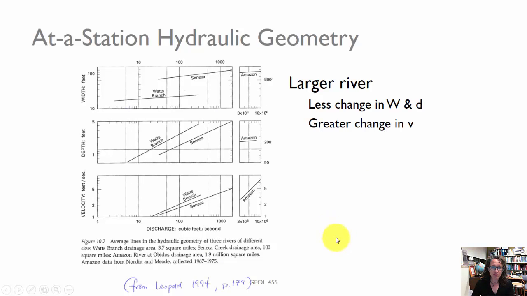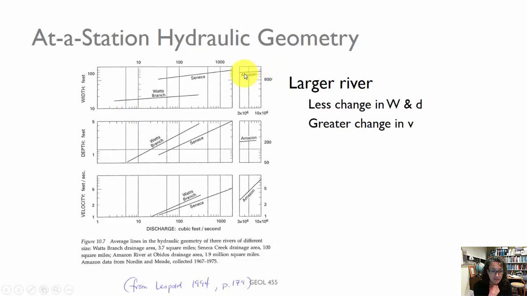All right, some more. In larger rivers, as we're still at a station, as we increase the discharge, we see less change in width and depth. And so this Watts Branch has a drainage area of only 3.7 square miles. Seneca Creek is 100 square miles.